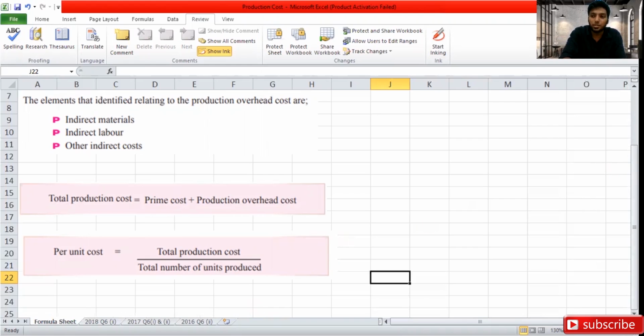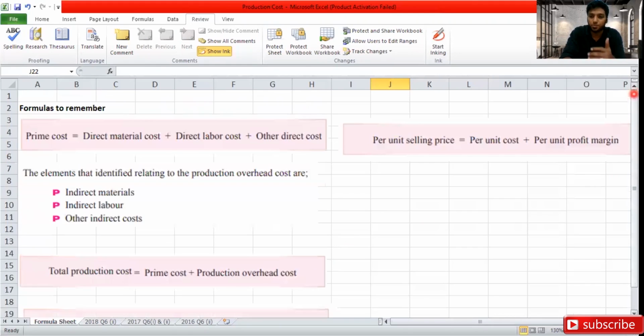Keeping a profit margin is the last topic which I want to teach you before we move on to determine the selling price. A selling price will have the unit cost. Unit cost is what we found already: total production cost divided by the number of units you produce. So selling price is per unit cost plus unit profit margin. They might give you an example in the paper.